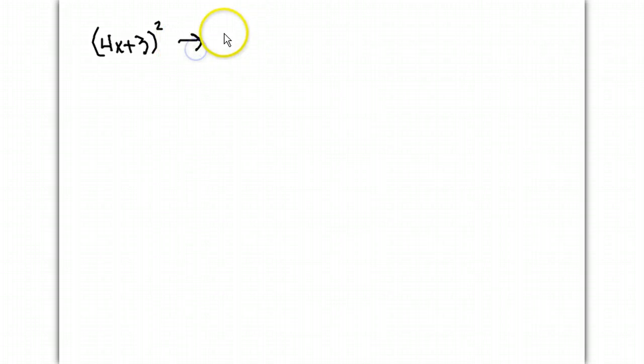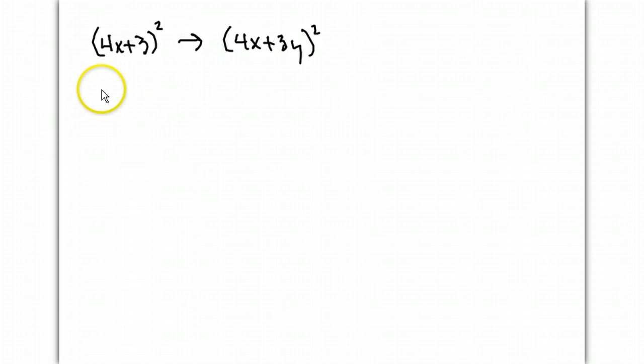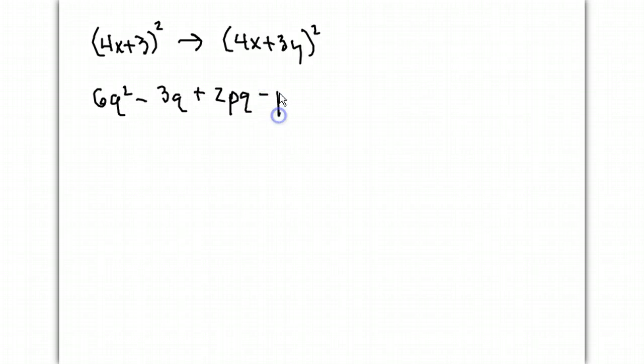Back to that previous problem we had, it was a 4x plus 3 squared. But we remember that we had y's in the problem, so it actually would be written as 4x plus 3y to the second power. My apologies. So let's look at another one similar to that. Let's say we have 6q squared minus 3q plus 2pq minus p. Well, this is 4 pieces.